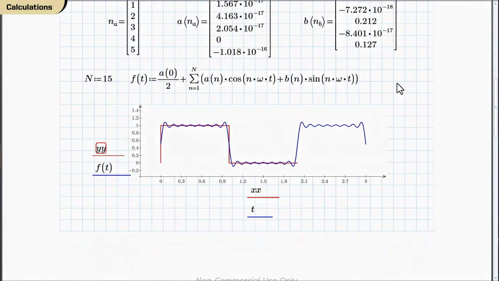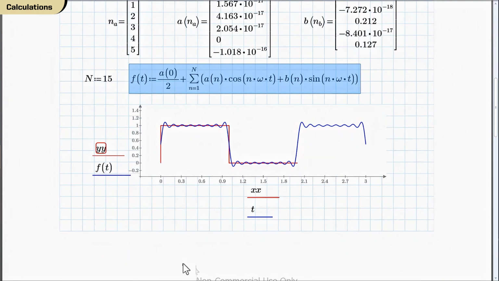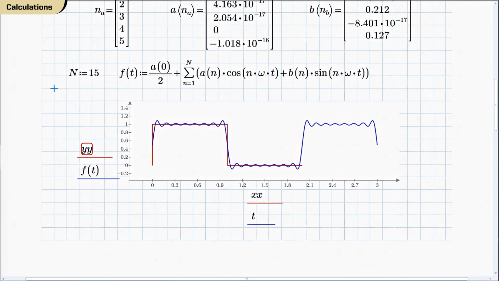All right, you can see right here, there's the Fourier series approximation. Here I've set n equal to 15. So that's going to be a 15-term series approximation. And let me blow this up just a little more. There we go. That looks better.